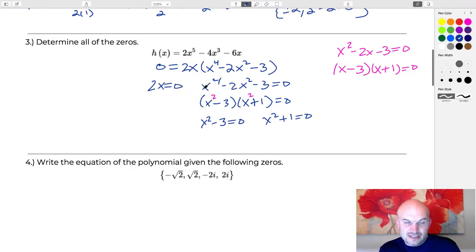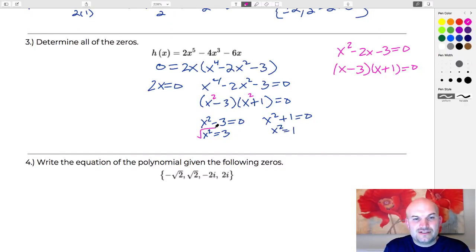And I didn't ask for the linear factorization, but I'm going to do it as a little bonus to you guys because it is something we talked a lot about in our class, but I just didn't ask for it on the quiz. But anyways, let's go ahead and do the square root method here. So this would be x squared is equal to 3, and this would be x squared is equal to 1. And then if I was going to go ahead and solve here, I would take the square root of both sides.